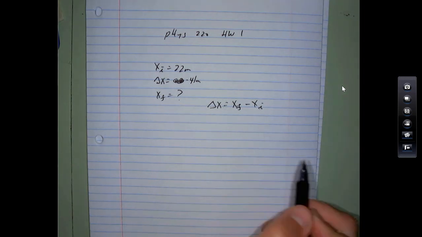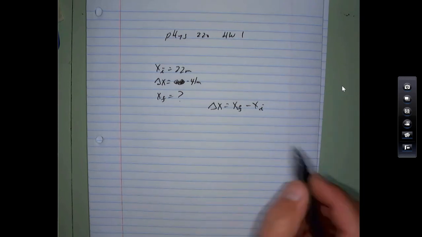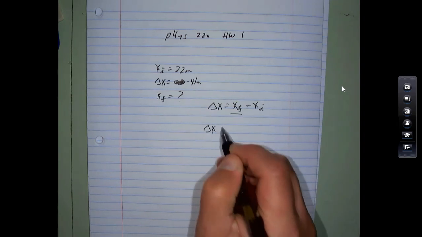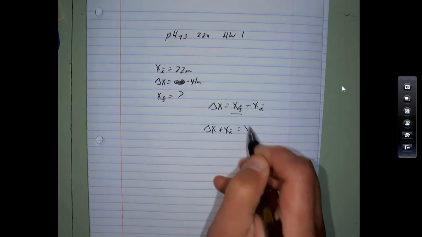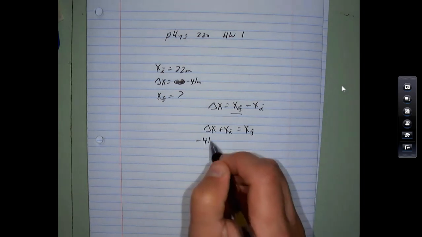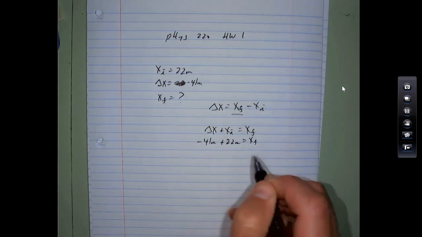Okay, so then we'll have to do a little bit of algebra. This one you could kind of do in your head, but I'm just giving you the whole treatment of it. So I'm trying to figure out x final. So I'll have to add x initial to both sides to give me x final. That's what I'm trying to figure out. So minus 41 meters plus 22 meters is x final.